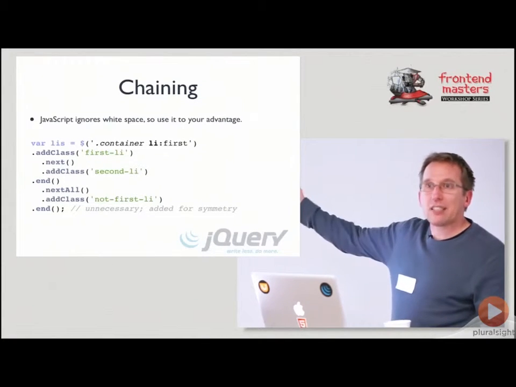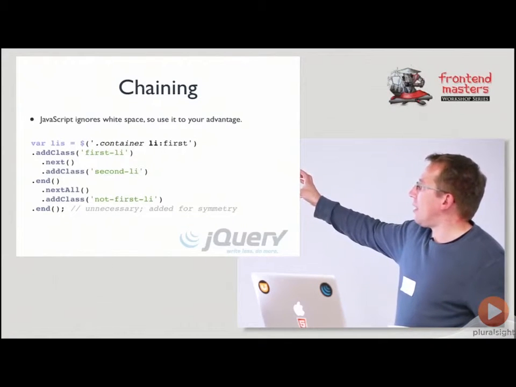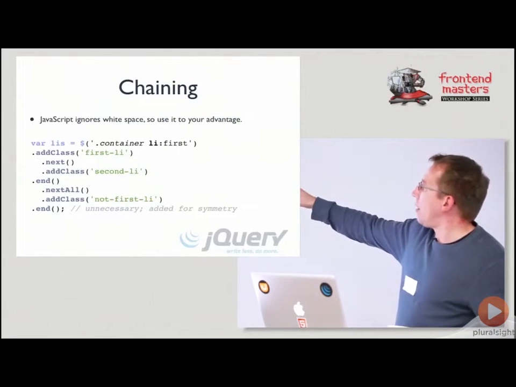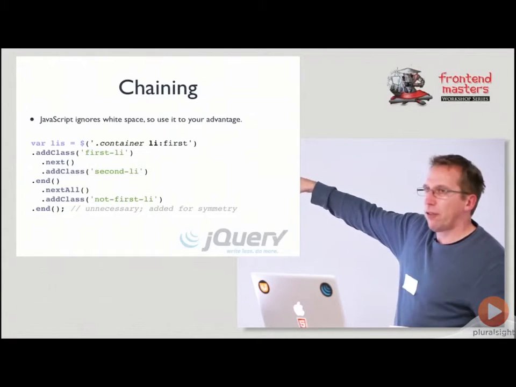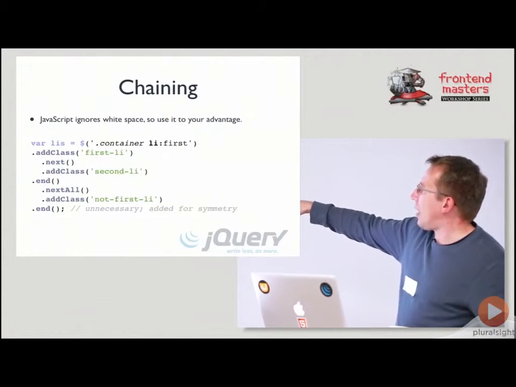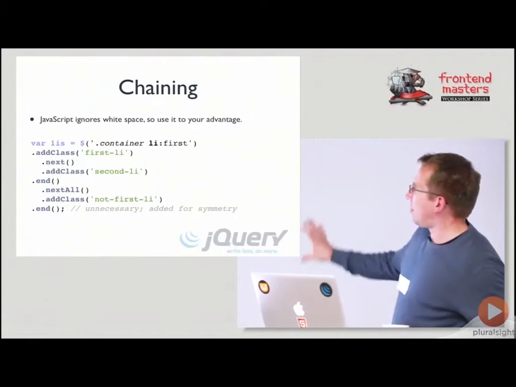Okay, .next, that's another traversal method, right? So we have a new collection here. It's a collection of one element, and we're going to add a class, and then we're going to say .end. So that's going to pop that last one off. And so now we're dealing with the first one again, the first li. nextAll, addClass, and then end. You don't need to end at the end. It just makes it nice.